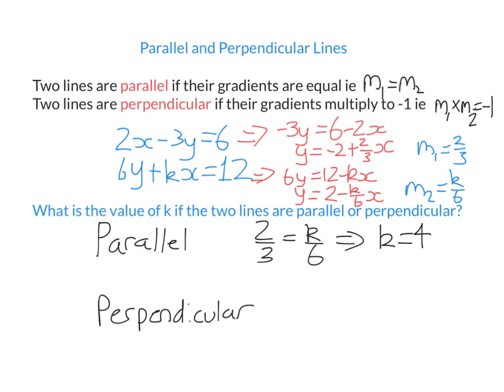What about perpendicular? Well, if perpendicular, then their gradients must multiply to give -1. So we can solve this easily. We can divide by 2/3. So then I would get k over 6 equals -3 over 2. Now I'm simply going to times each side by 6. I get k is -9. So if this number here were -9, then the two lines would be perpendicular because their gradients would multiply to -1.